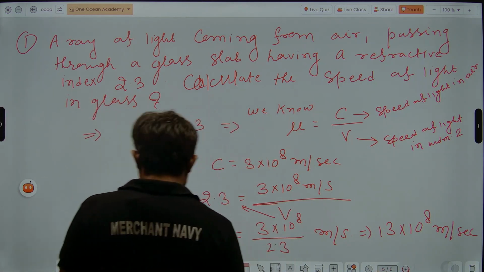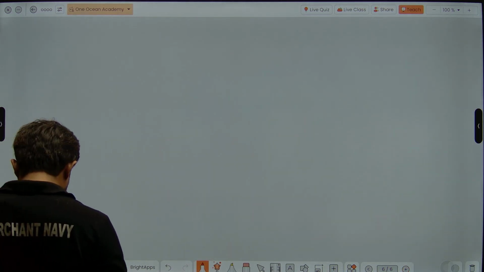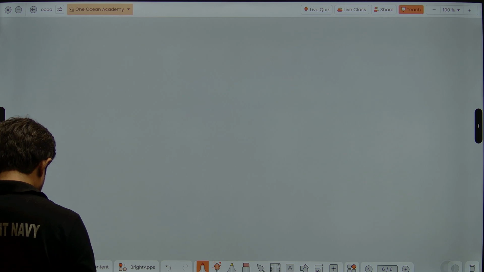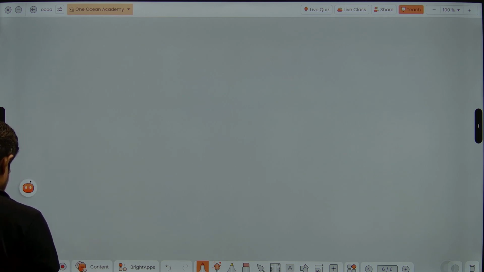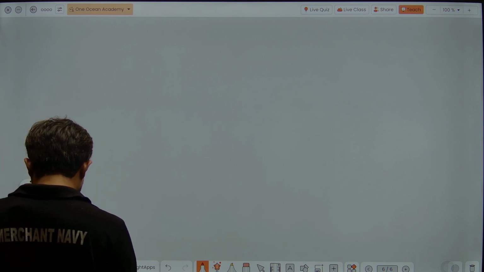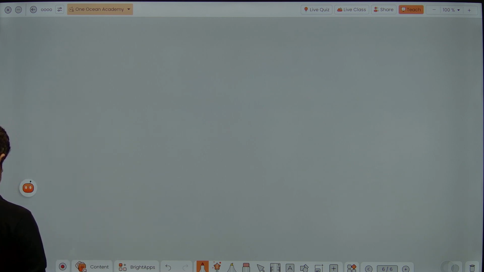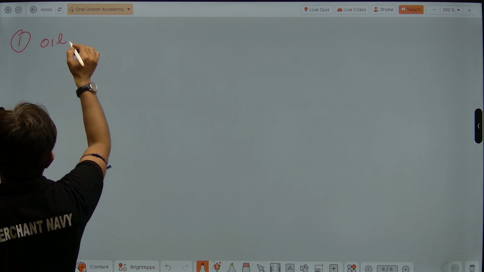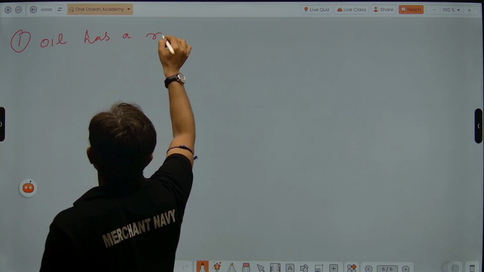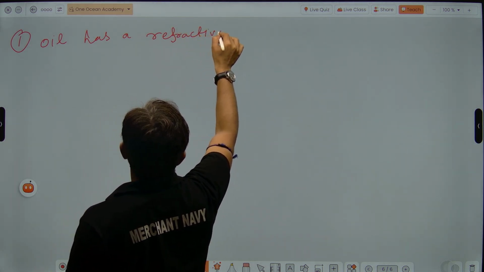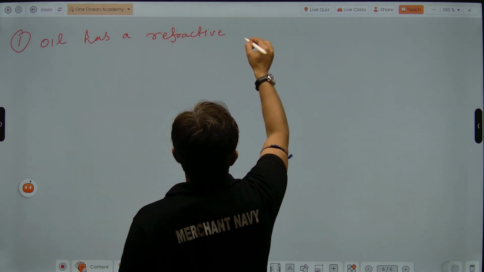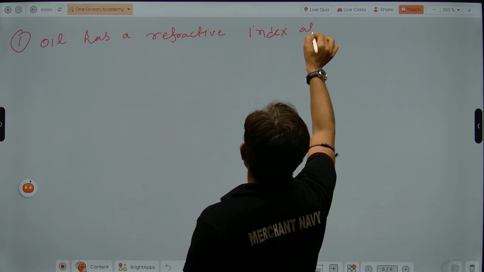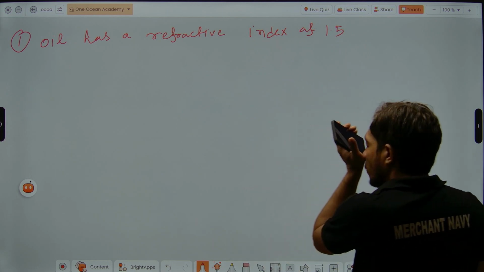Now the next question is: a glass has a refractive index of 1.5.